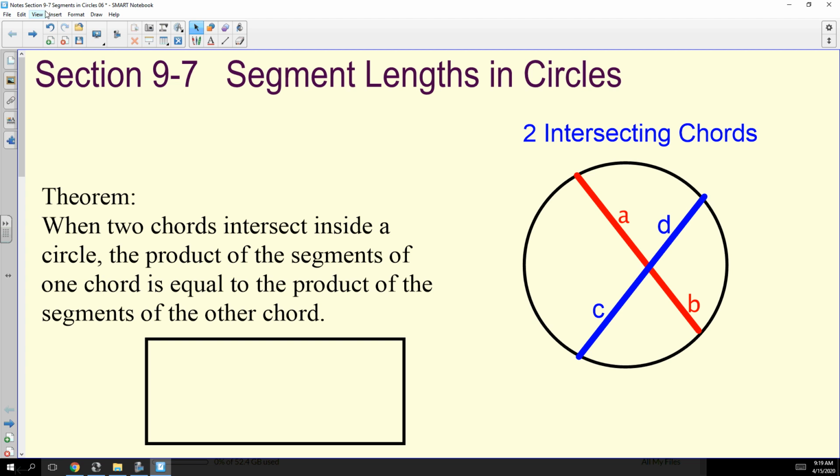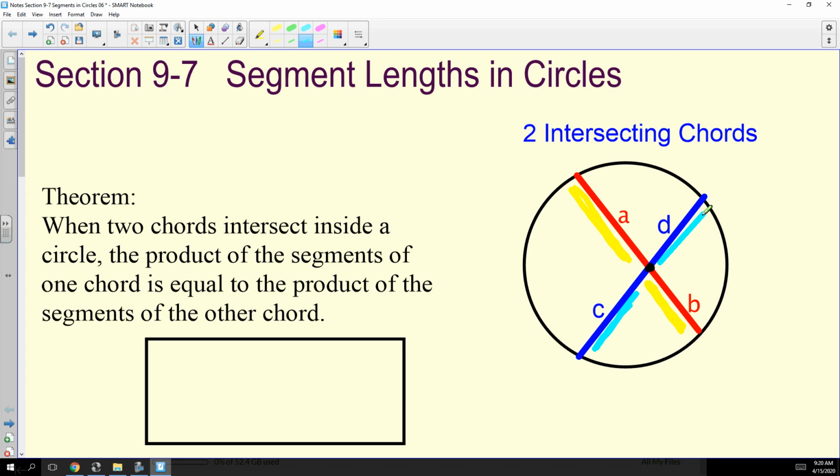So the first theorem we're going to talk about is when you have two chords intersecting inside a circle. Obviously they divide each other at that point of intersection. It doesn't mean that that's the center of the circle, but it is the point of intersection. So it splits each of those chords into two segments. You get this of length A and this of length B from this chord that you can see in red. And then you also get this length C in blue and this length D in blue.